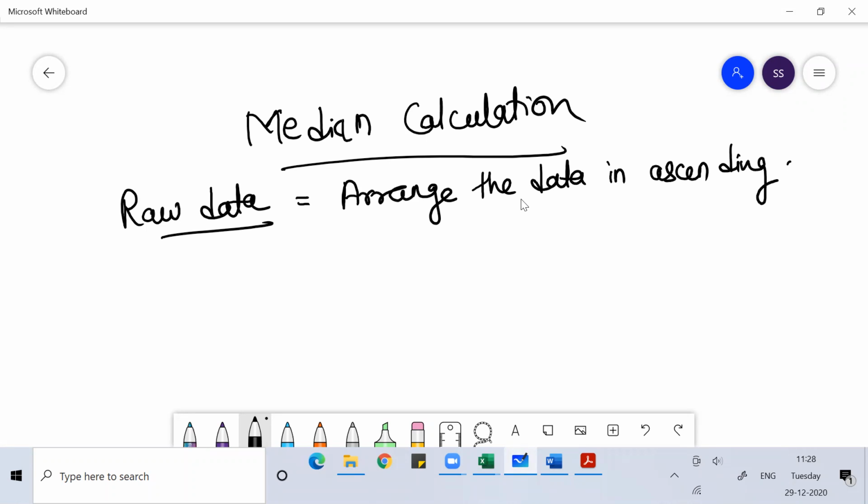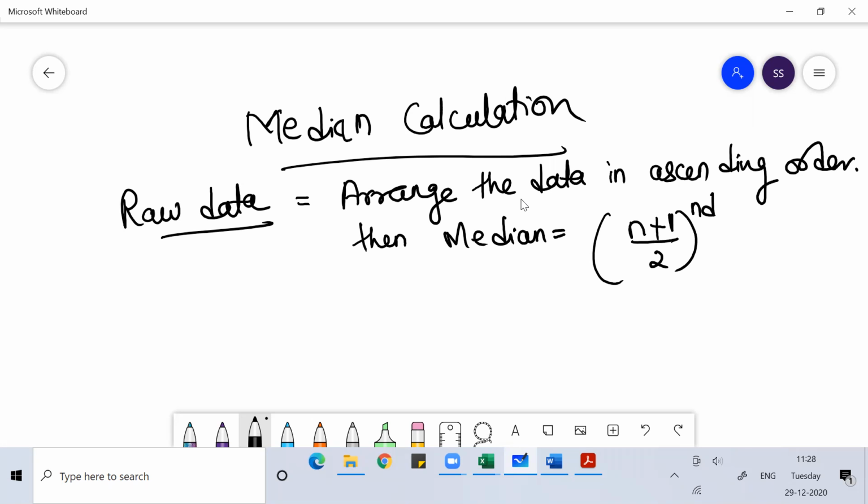Once we arrange the data in ascending order, your median is basically the (n plus 1) by 2th observation. That is what median is all about. First you arrange the data in ascending order, then your median is the (n plus 1) by 2th observation.